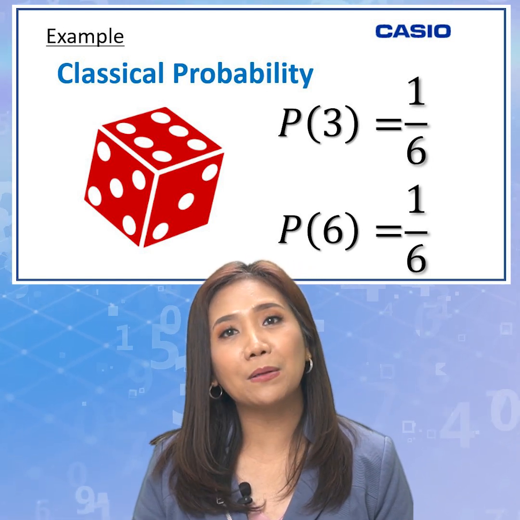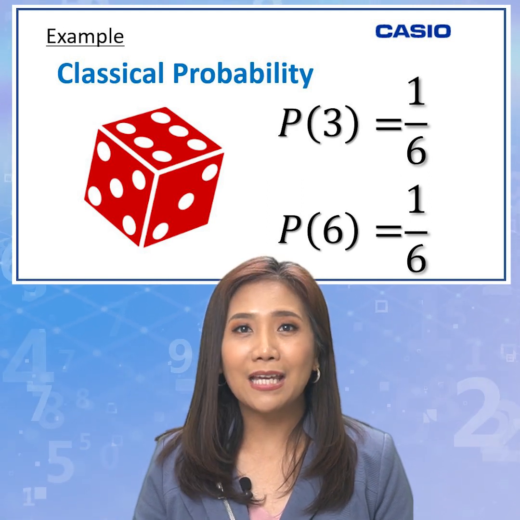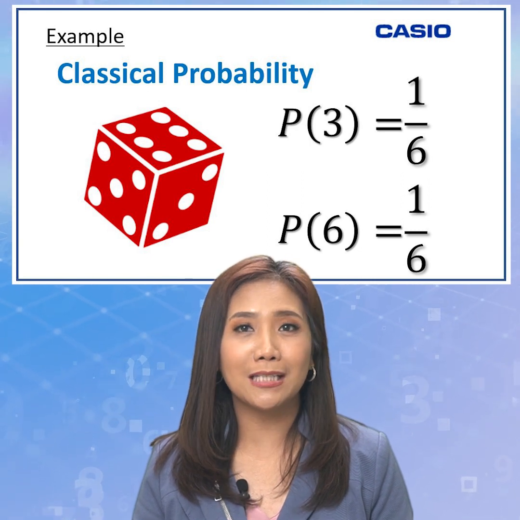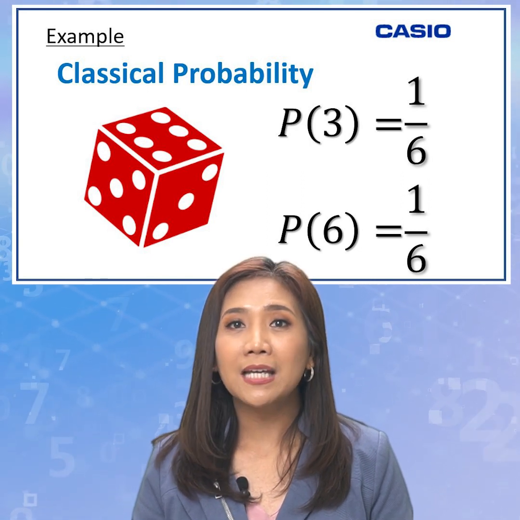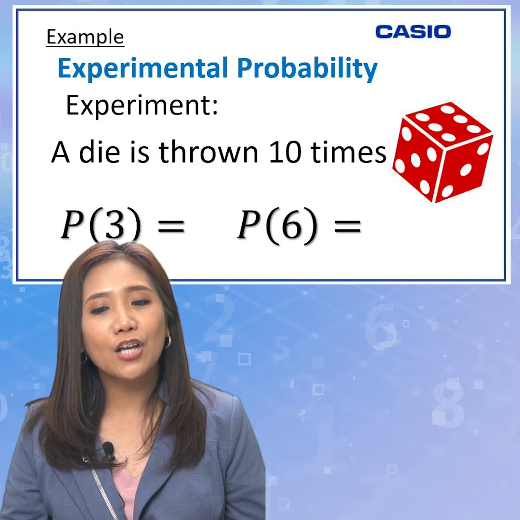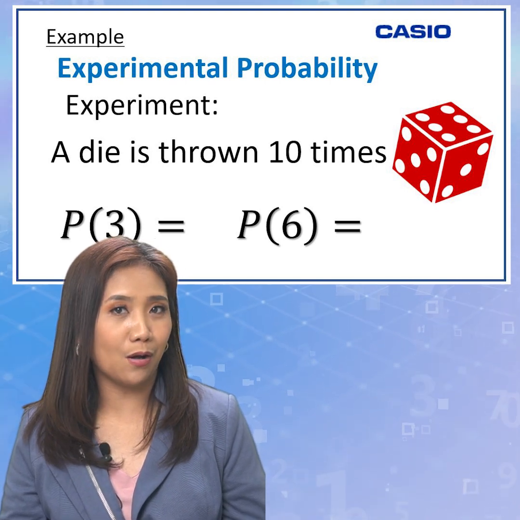Now, for experimental probability, we focus on outcomes based on an actual experiment. In our Casio 991 ClassWiz calculator, we can generate the outcome through simulation. The calculator can do the experiment for us. Let's try. The experiment is throwing the die 10 times. What could be the possible outcome?